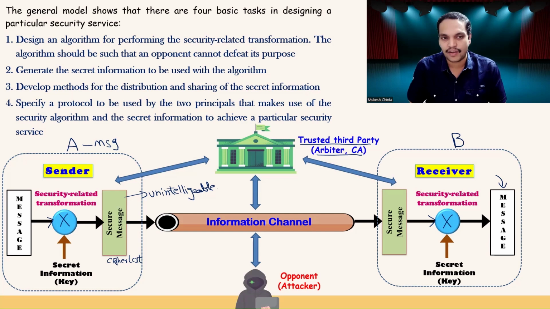So that is the third important task. The first task is design of an algorithm which is strong enough. The second task is how do you generate the secret key. The third task is how do you secretly distribute this information to your receivers.